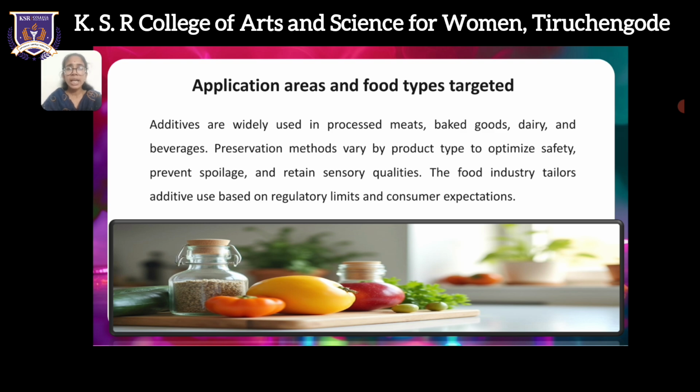Then, in which areas do we apply additives in foods? They are mainly used in processed meats, baked goods, dairy and beverages. The preservation methods vary by product to optimize safety, prevent spoilage and retain the sensory qualities. So the food industry should use food additives based on regulatory limits and consumer expectations.